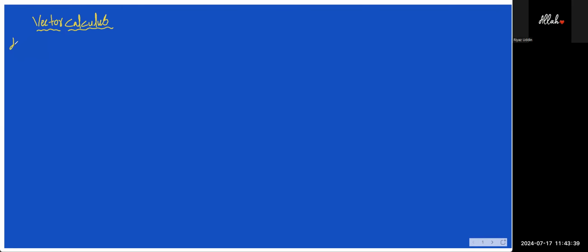The first and foremost important thing is we have to discuss the operator del. And the value of this del is i cap into dou by dou x plus j cap into dou by dou y plus k cap into dou by dou z. This operator is very important. We use this operator del in most cases.